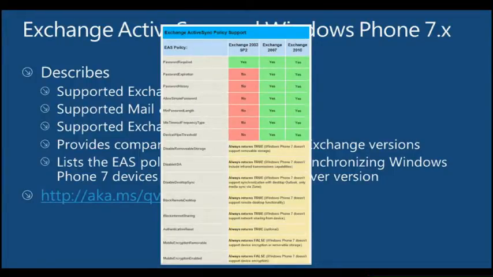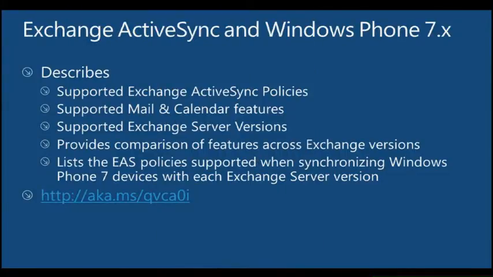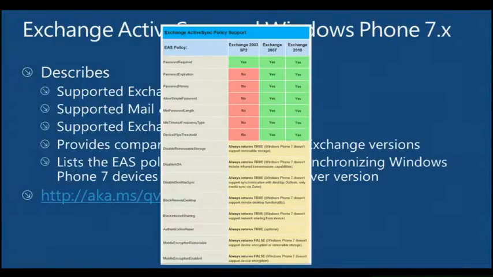Now, this table that you're seeing is a very, very small subsection of the overall table. If you go to this page right here, you'll see a very, very long table. Here you're only seeing the first few policies that are available. There are many, many more things available in the ActiveSync stack. And this will tell you what's supported in 2003, what's supported in 2007, what's supported in 2010, and so forth.